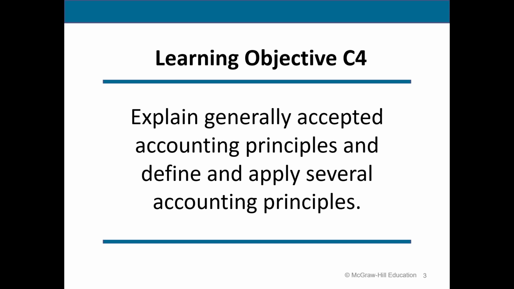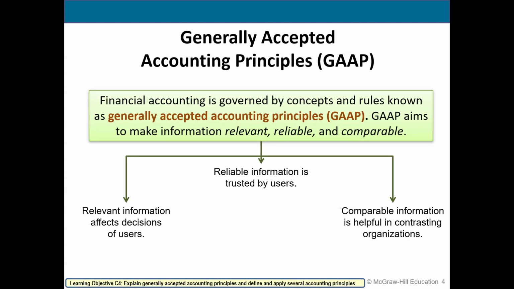The first learning objective that I will explain is generally accepted accounting principles. Financial accounting is governed by concepts and rules which are called Generally Accepted Accounting Principles, or GAAP. GAAP aims to make information that is relevant, reliable, and comparable. Relevant means that it affects the decisions of the users. Reliable means that the information can be trusted by the users, and comparable means that it's helpful in contrasting between or among organizations.